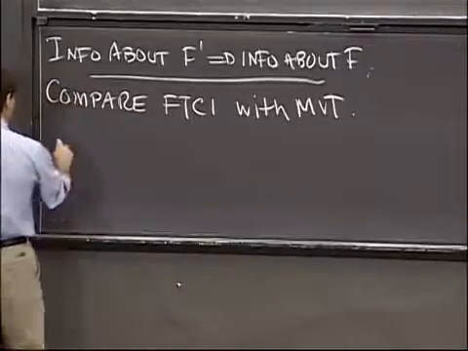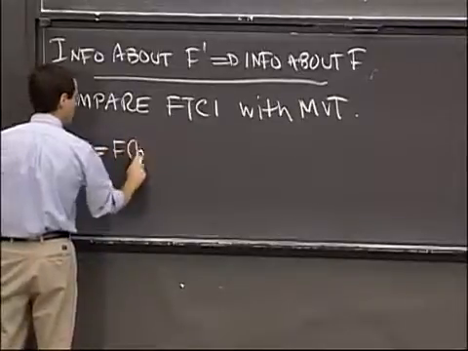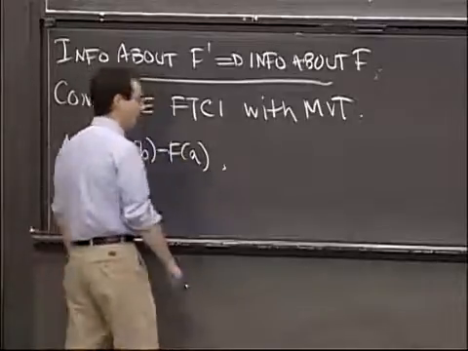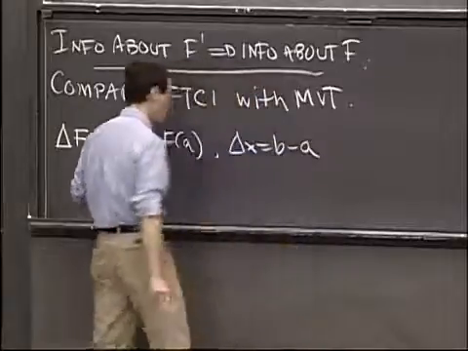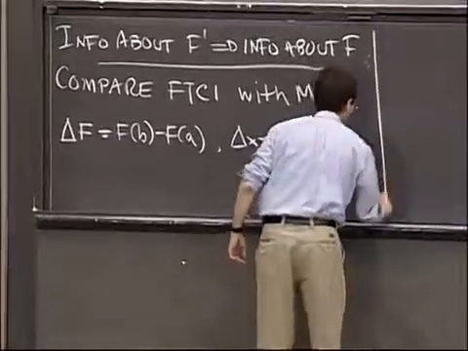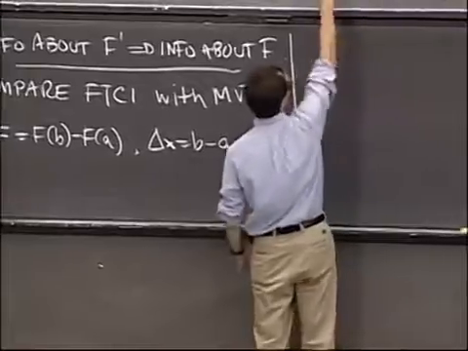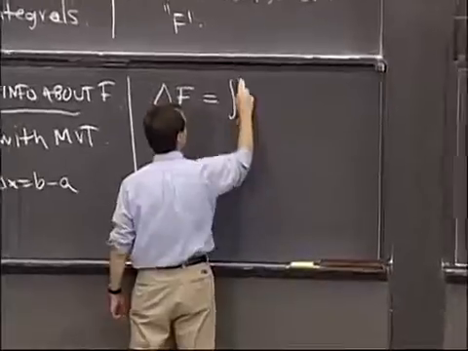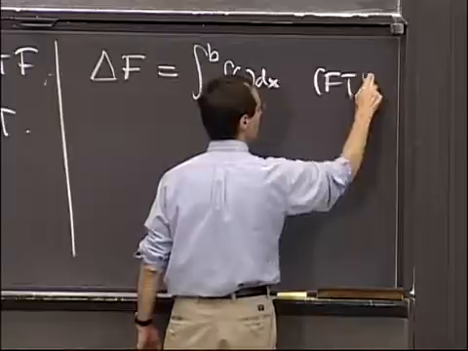In order to do that, I'm going to introduce a couple of notations. I'll write delta F is F of b minus F of a. And another highly imaginative notation, delta x is equal to b minus a. So here's the change in F, there's the change in x. And then this fundamental theorem can be written, of course, right up above there is the formula, and it's the formula for delta F. So this is what we call the fundamental theorem of calculus.